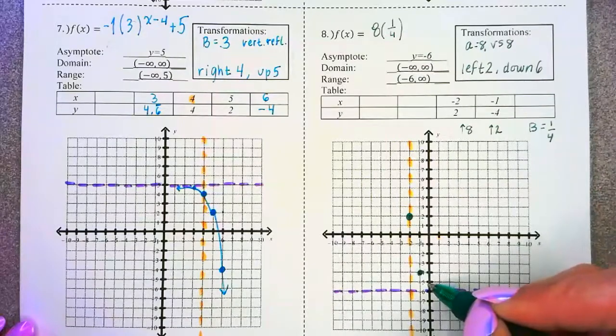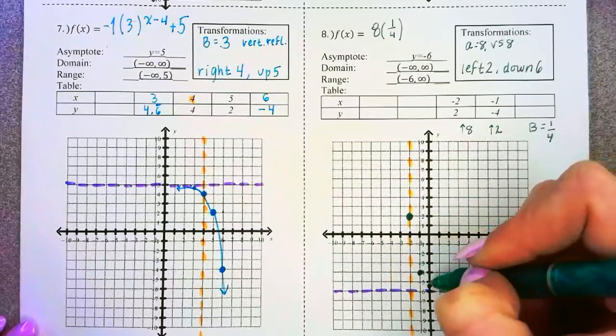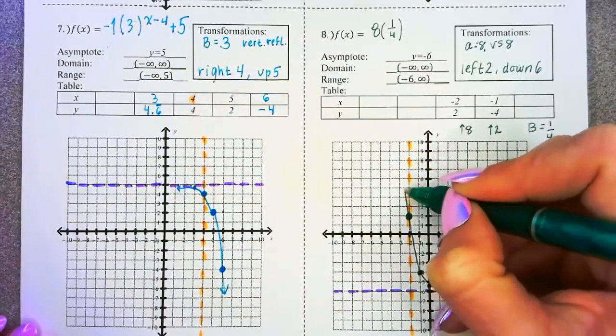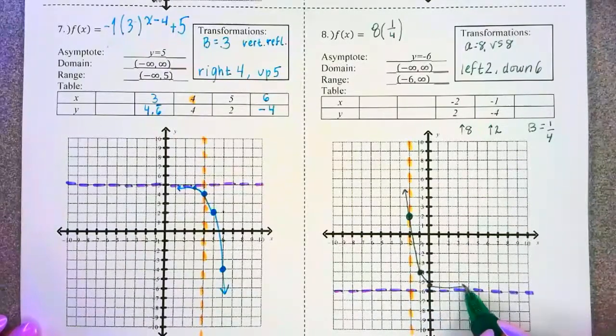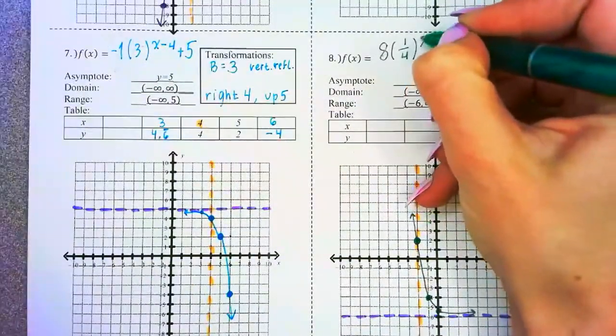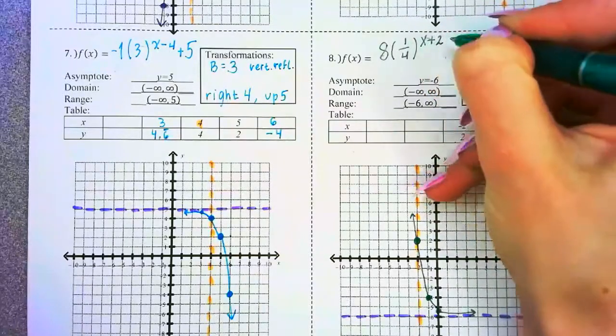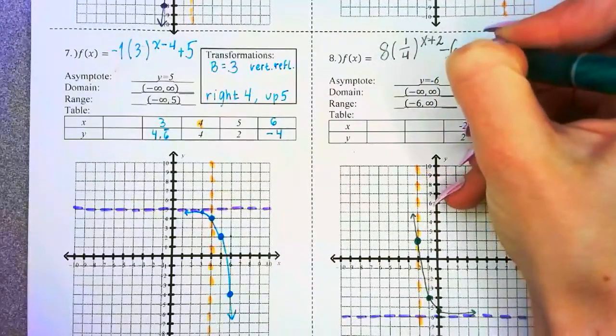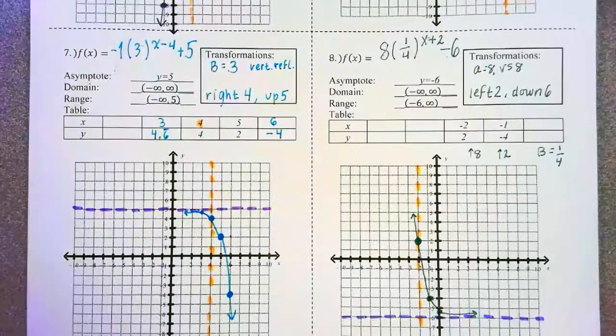My 2 dashed lines tell me that my graph has been translated left 2 units and down 6 units. Make sure you put arrows on each end, as an exponential function continues indefinitely in both directions. The function for this will be f of x equals 8 times 1/4 raised to the x plus 2 minus 6.